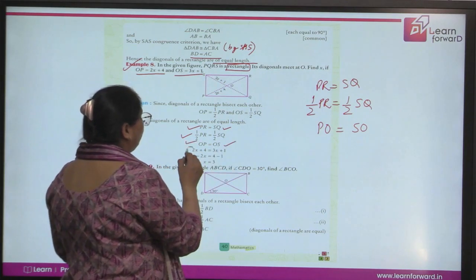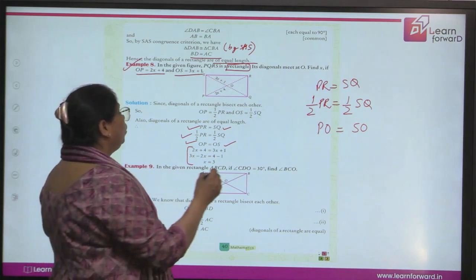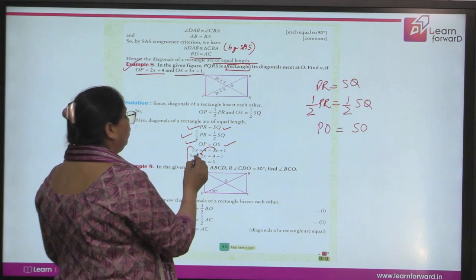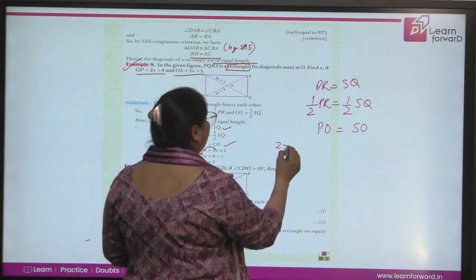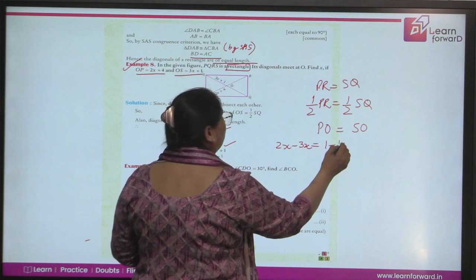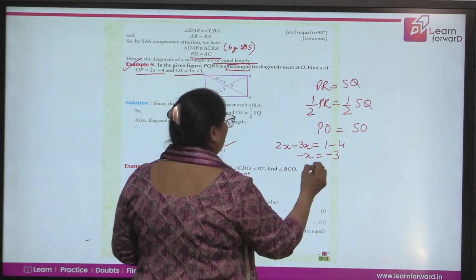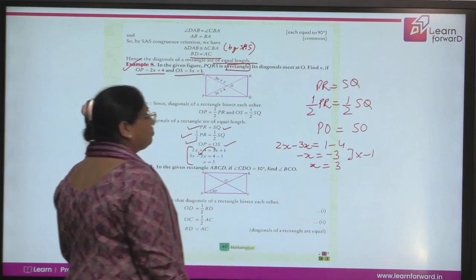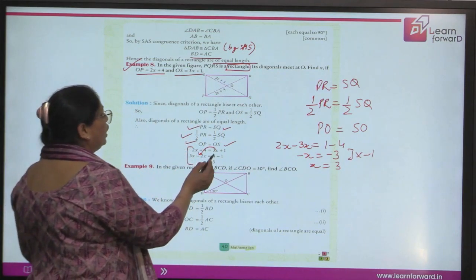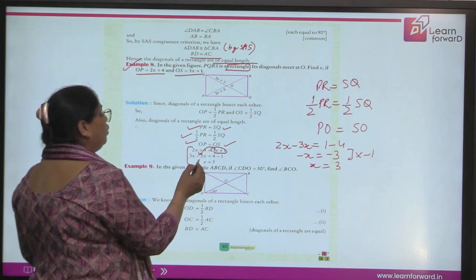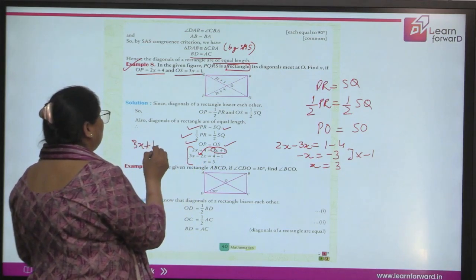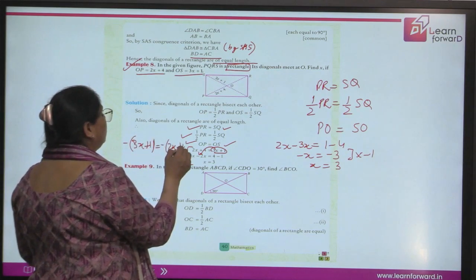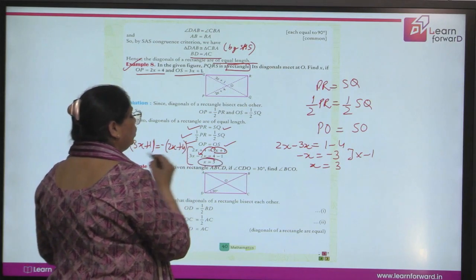So if we solve this linear equation in one variable, 2x plus 4 equals 3x plus 1. Transposing, we can do 2x minus 3x equals 1 minus 4, that is, minus x equals minus 3, or x equals 3 by multiplying both sides by minus 1. Or we can transpose the complete side to one side, 3x plus 2, with the signs changing. But ultimately the answer will be x equals 3.